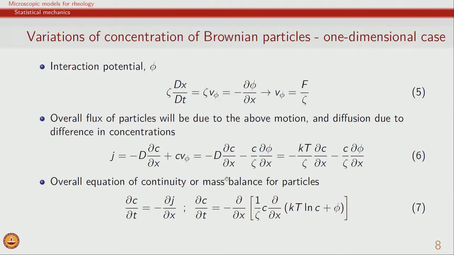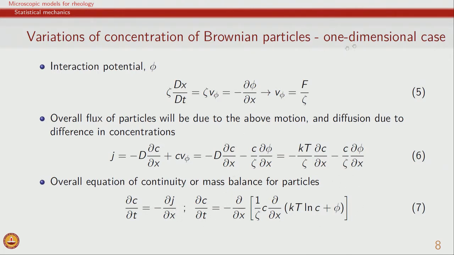Now, the overall mass balance, given that the overall number of particles remains the same, the statement is that if particles disappear from one particular position, they will appear somewhere else. So, the rate of change of concentration at any given location as a function of time is related to the gradient in the current. So, this is the statement of the equation of continuity for the number of particles, and by substituting the overall flux in this relation, we can obtain an equation for how the concentration changes as a function of time and position. So, we have in this case a partial differential equation.